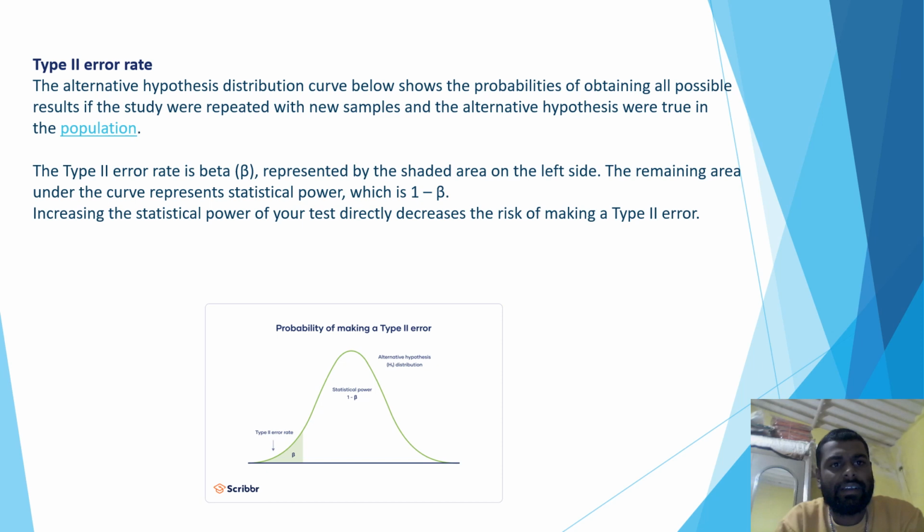Type 2 error rate. The alternative hypothesis distribution curve below shows the probability of obtaining all possible results if the study were repeated with new samples and the alternative hypothesis were true in the population. The type 2 error rate, beta, is represented by the shaded area on the left side. The remaining area under the curve represents statistical power, which is 1 minus beta. Increasing the statistical power of your test directly decreases the risk of making a type 2 error.